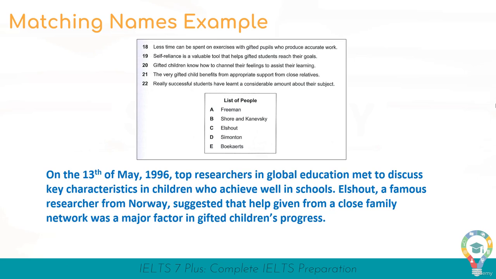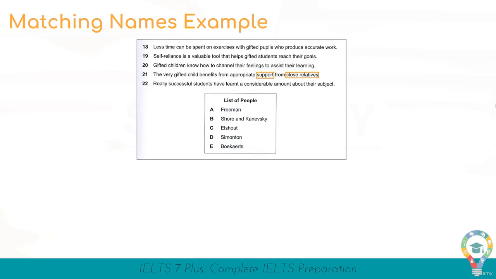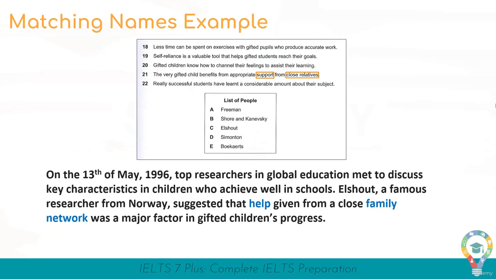I'm going to highlight the key words in the number, which is 21. And of course, that matches with C, which is Elshout. So the answer is C, and 21 are the matched statement and name. Now, as I've often said in your strategies, you can underline key words both in the statements, your questions, and the passage. So, in 21, I've underlined support and close relatives. What kind of synonyms could you get from the passage for that? Well, here we have it. Help is a synonym for support, and family network is a synonym for close relatives or relatives.